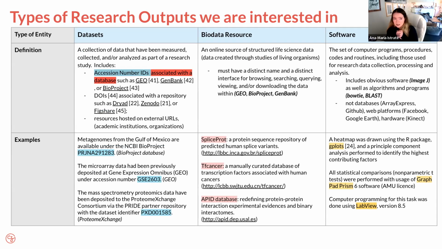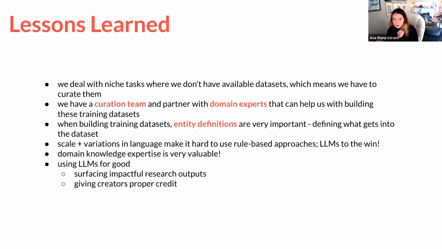Just as a recap, the types of research outputs we've been mostly interested in so far are data sets, biodata resources, and software. And I want to end with some lessons learned. So we tend to deal with pretty niche tasks where we don't really have available data sets, which means a lot of the times we actually have to curate them from scratch. Luckily, we do have an in-house curation team, and we have the opportunity to partner with domain experts, and they can help us with building these training data sets.